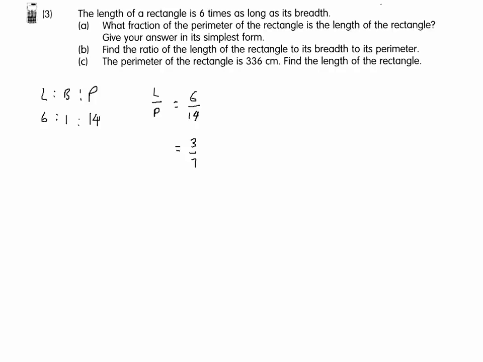Fourteen units equals 336. Okay, so we know that we need to find 1 unit. What is 1 unit? 24. We just need to divide by 14.